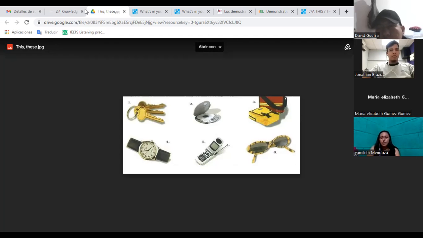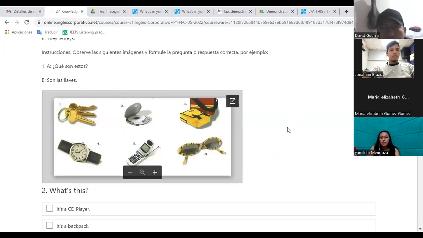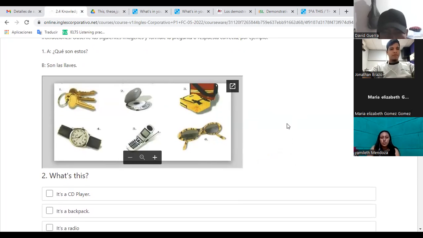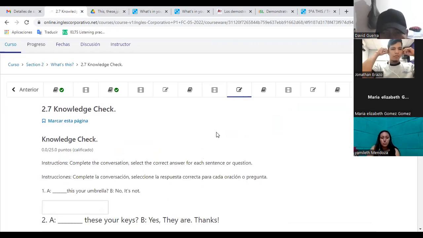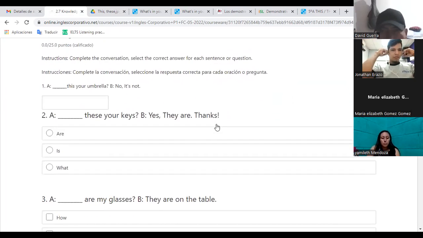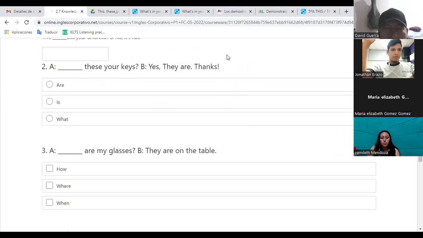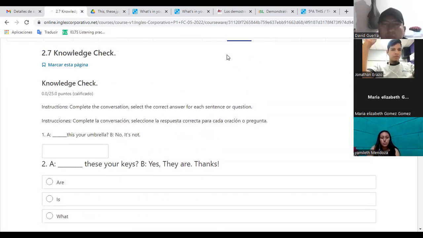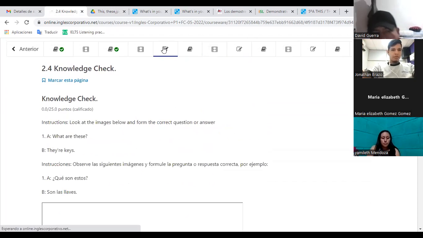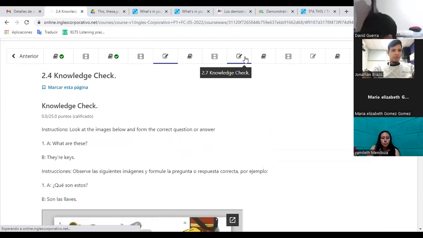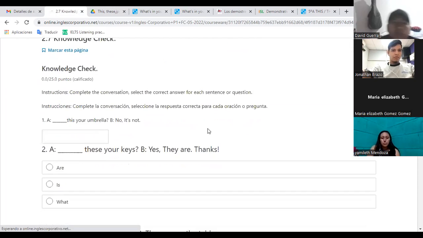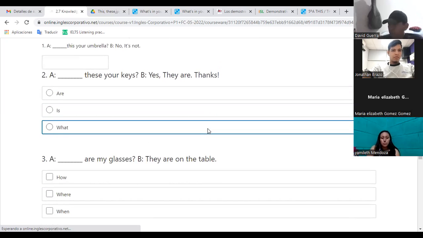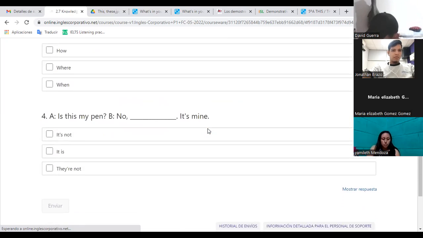So, perfect, guys. Your homework va a ser terminar esta parte, chicos, ¿ok? Is section two, what is this, ¿ok? We are going to finish this and this one, okay? Bueno, vamos a terminar el primer ejercicio, chicos. Y let me see if we can finish the other one. If you can finish this one, okay? Si pueden terminar estos, okay? Estos dos ejercicios vamos a terminar. Are these your keys, okay? Para mañana, e igual vamos a revisar, okay?